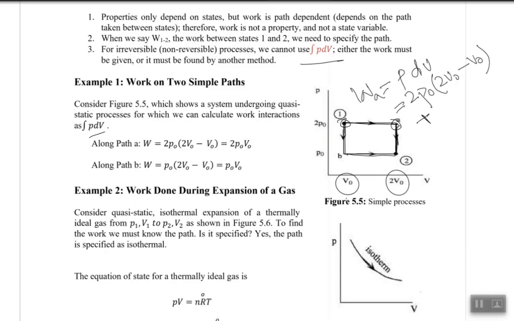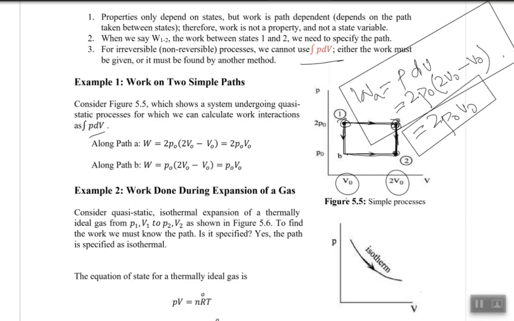Now, if you remember, the volume is constant, so anything multiplied with that would be zero. In other words, if you do not change the volume, there would be no work done. If there is no displacement, there is no work done. So the total work done in path A would be equal to 2P0 times (2V0 minus V0), and that's equal to 2P0 into V0. So work done in path A is 2P0 V0.